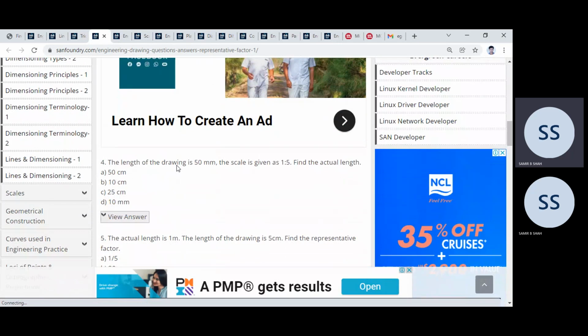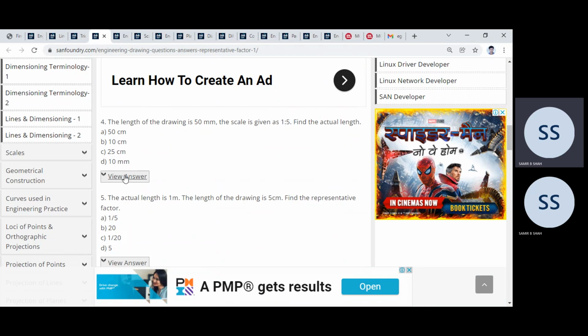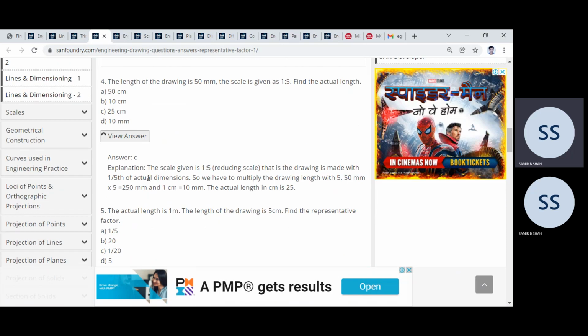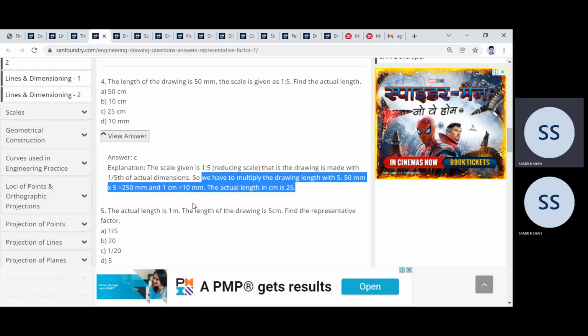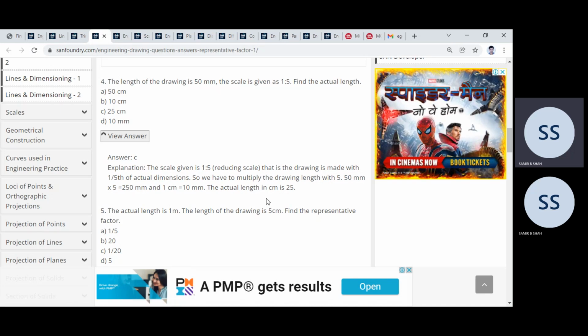Next one, the length of the drawing is 50 mm. The scale is given as 1/5. Find the actual length. Okay, so the actual length we have to find. As the scale is given as 1/5, right? So what happened? Drawing length is 1/5 of the actual length. So we have to multiply the drawing length by 5. So we get 50 mm into 5. So we can say 250 mm, or we know that 1 centimeter is equal to 10 mm. So 50 mm is converted into 5 centimeter, right? So 5 into 5, it is equal to 25.